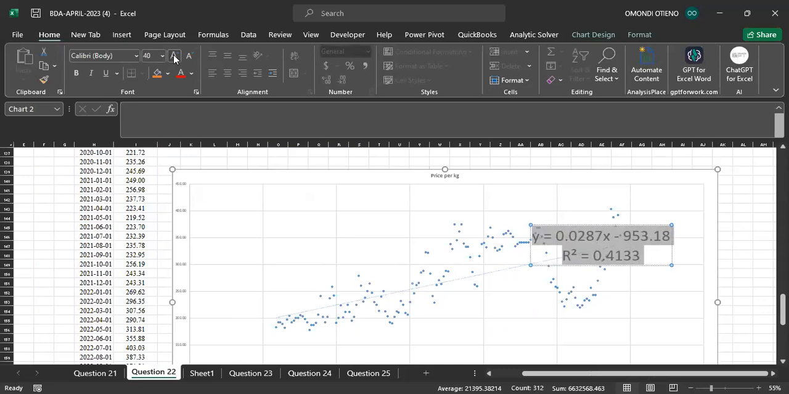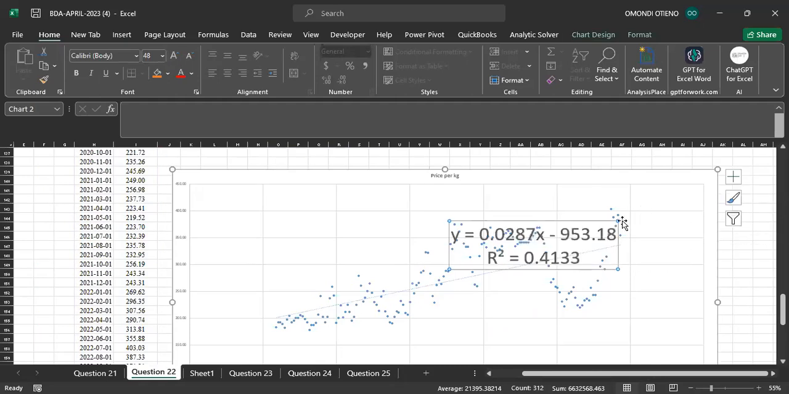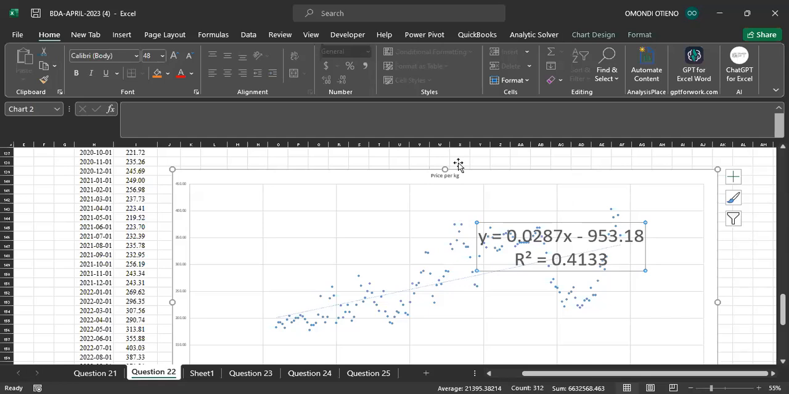Is there anyone who gave us 0.4133? Anybody who gave us that figure?